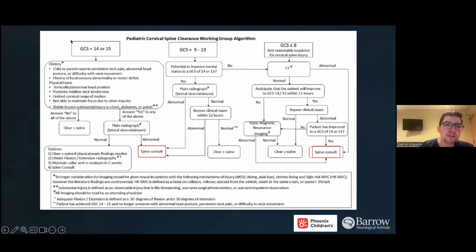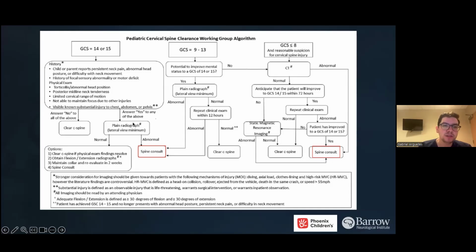Now, the other extreme is a patient that's pretty much intact, maybe a little bit confused. And there the physical exam becomes really important. Are they presenting with neck pain? Are they presenting with an abnormal head posture, which is how a lot of children with cervical spine injuries present, or difficulty with neck movement? Do they have torticollis? Do they have the classic NEXUS criteria parts to their history, posterior midline neck tenderness, limited range of motion? Or do they have a distracting injury that might prevent you from clearing a collar clinically? So if none of this is present, then you can just clear the collar clinically without imaging.